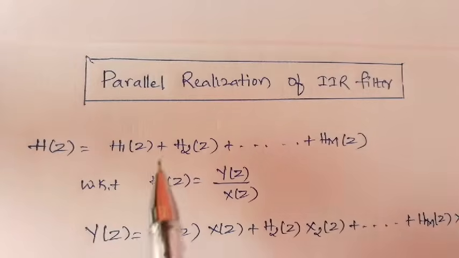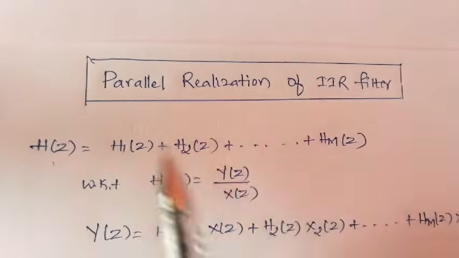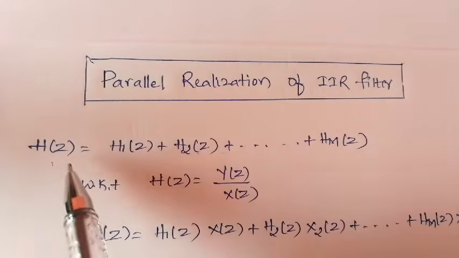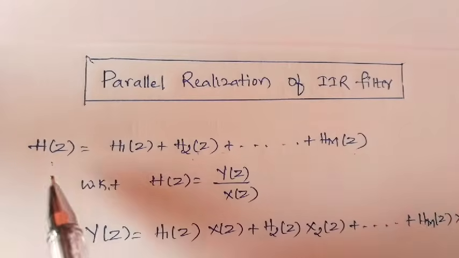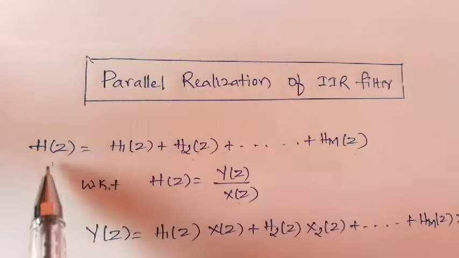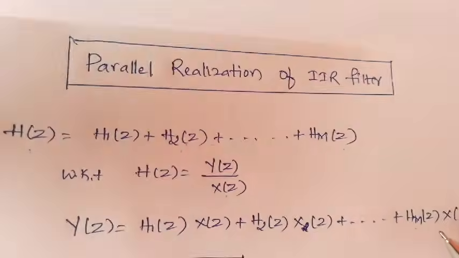a sum of transfer functions. H of z is going to be written as a sum of H1 of z, H2 of z, and so on up to Hm of z, where H of z is the ratio of output by input, that is Y of z by X of z. If you cross multiply by X of z, we get Y of z equal to H1 of z into X of z plus H2 of z into X of z, and similarly on up to Hm of z into X of z.